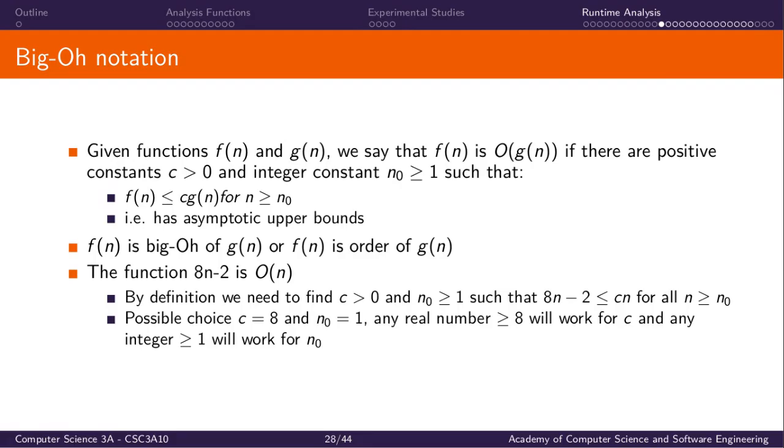So big O notation says that given two functions, f of n and g of n, we say that f of n is big O of g of n if f of n is bounded from above by g of n. What this means is that I can find a positive constant c, greater than 0, and an integer constant n0, greater than or equal to 1, such that for these values, f of n will always be less than or equal to c multiplied by g of n for all values n greater than n0.